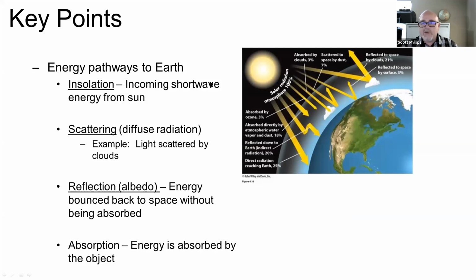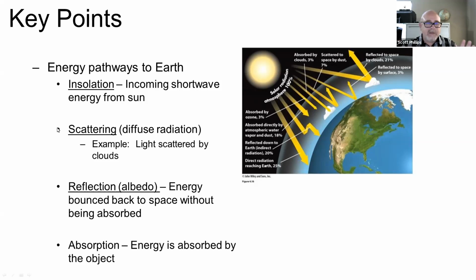So let's break this down to a few easier to digest terms. We're talking about the pathway of that shortwave energy from the sun to the Earth. What happens to it on the way? One thing I want you to know is a term called insolation. That's a shortened version of incoming solar radiation: insolation. It's unfortunate that it sounds like something that you would put in your attic to warm your house, but it's spelled differently. Sol, like solar, like incoming solar radiation. This is that incoming shortwave energy from the sun.